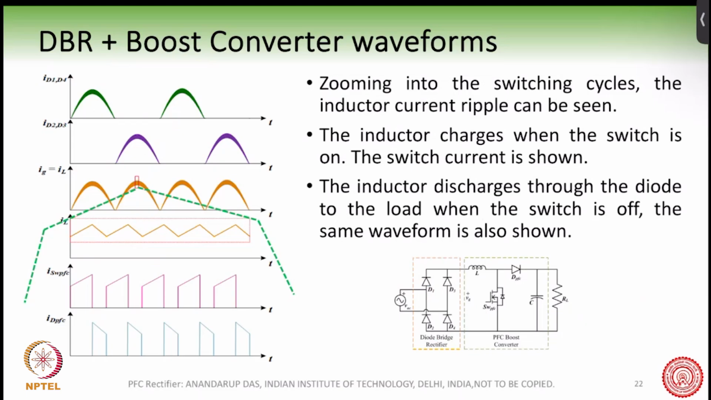This is what I have already explained: zooming into the switching cycle, the inductor current ripple can be seen. Here is this inductor current. You can see the inductor current is rising and falling. The inductor current charges when the switch is on. The switch current is also shown. You can see here ISW and ID.